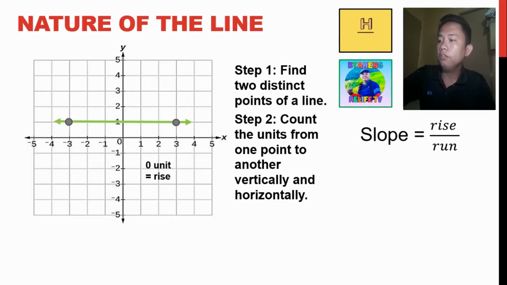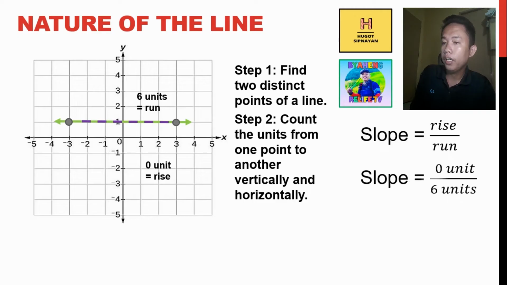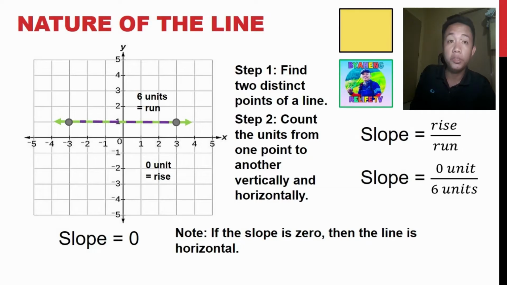Kung napansin nyo, yung vertical niya, so zero, wala tayong rise. Wala man siyang paggalaw, di ba? For the run, we're going to count them. It will be 6 units. So, having our slope, so rise over run, change in y over change in x. So, meron tayong 0 units over 6 units. And the slope is 0.